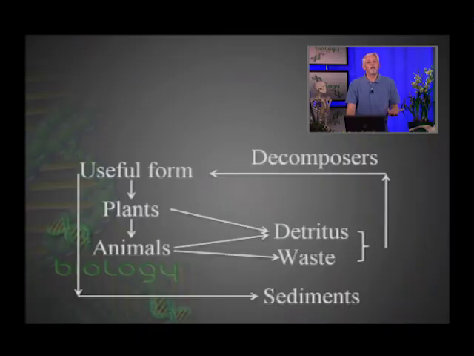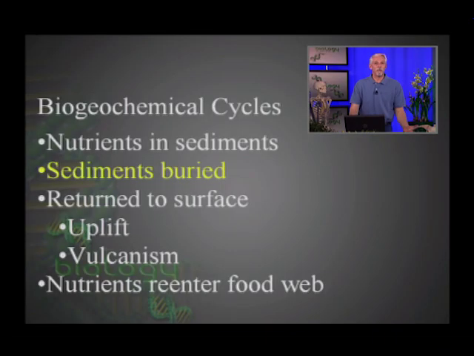Now, what can happen is that sometimes this useful form, though, gets trapped in sediments, marine sediments or aquatic sediments, and essentially then they seemingly are out of the cycle. But the reality is, are they out of the cycle? Well, they're not out of the cycle forever. So basically, once the nutrients are trapped in sediments, what will happen is that the sediments are buried, and literally they can be miles deep, into the ocean floor. But eventually they will get back to the cycle. They'll eventually get back to the surface.